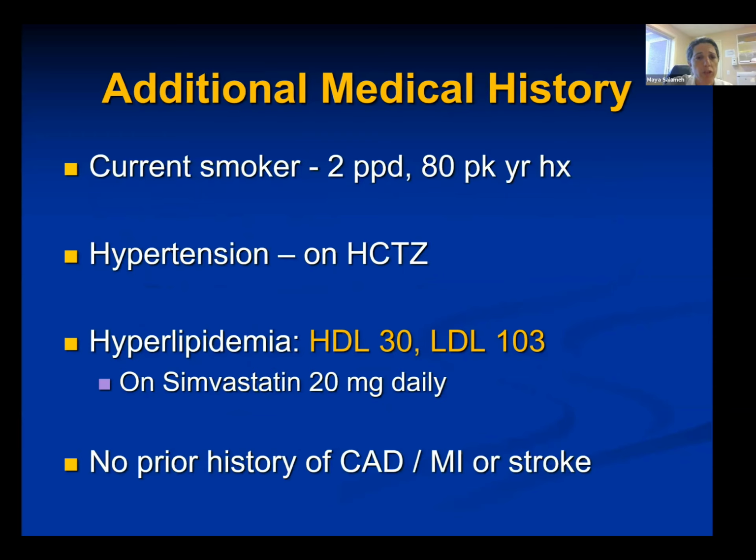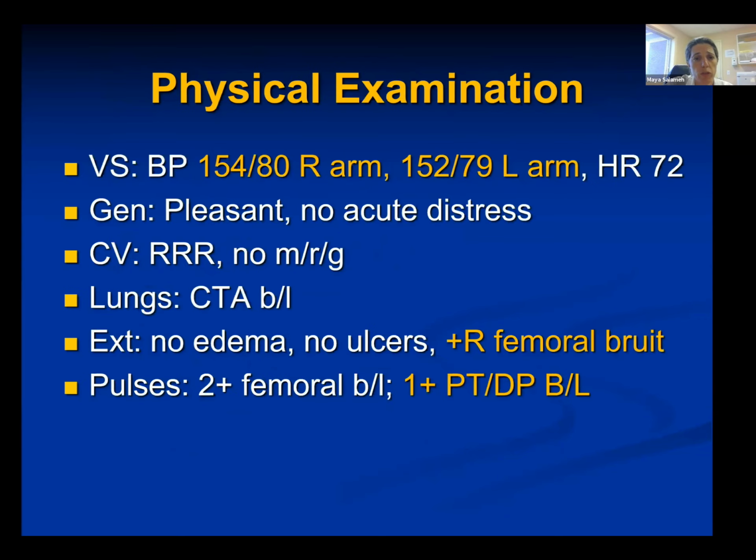He has some hypertension for which he is prescribed hydrochlorothiazide and a hyperlipidemia for which he takes simvastatin 20 milligrams daily. His most recent LDL was 103, and notably the patient had no prior history of CAD or MI or history of stroke. On exam, he was noted to be hypertensive, and he had a right femoral bruit detected as well as diminished pedal pulses.